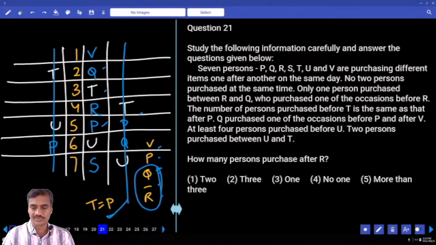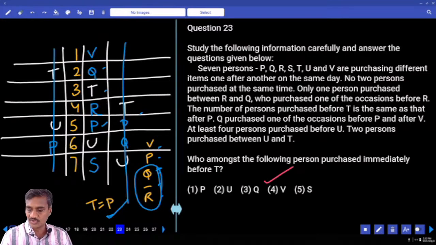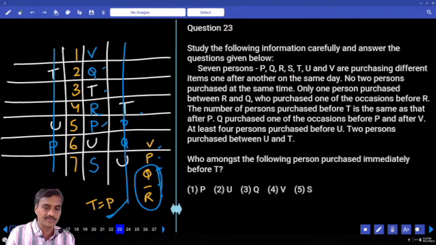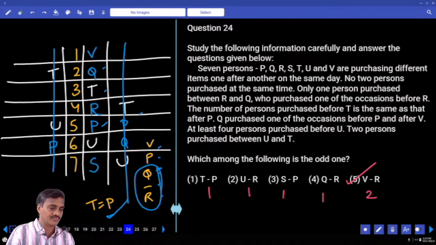Then coming to this one, how many persons purchased after R? After R, there are only 3, choice 2. Which among the following persons purchased at the last? That is S, choice 4. 23, who among the following persons purchased immediately before T? Q, choice 3. 24, which among the following is the odd one? T and P, there is one person, U and R there is one person, S and P there is one person, Q and R there is one, V and R there are two persons, so choice 5 is the odd one, 24.